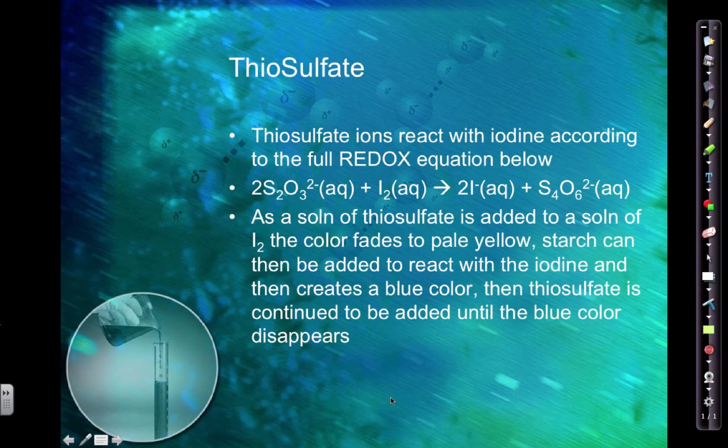Okay, so there are two important reactions that you just need to know. One is with thiosulfate. Thiosulfate will react with iodine according to this equation right here, so it would be a good idea for you to just know this equation. As thiosulfate reacts with iodine, it turns the color into a pale yellow. So it's going to dilute the color, make it a pale yellow, and then you could add starch to this, and that would react with the complex that you're forming, and it will become a blue color. And then if you wanted to, you could continue to add thiosulfate until the blue color disappears.